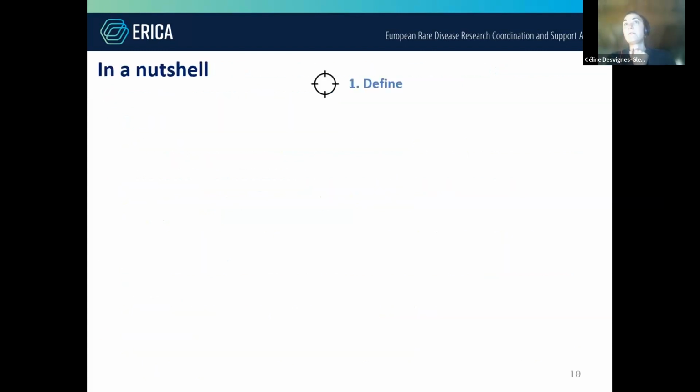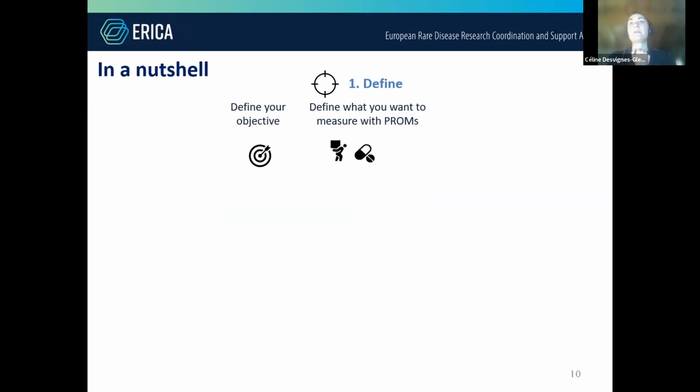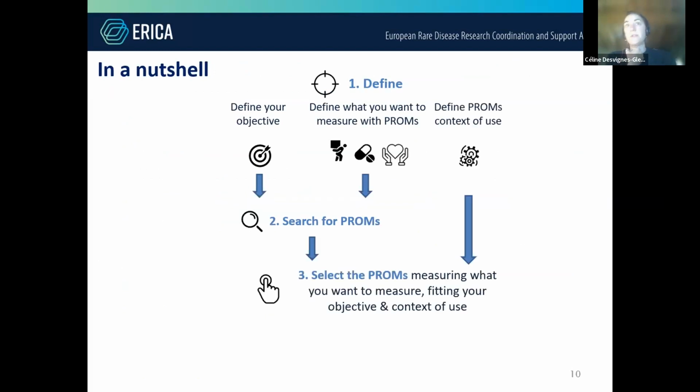So in a nutshell, the first thing to define is your objective, what you want to measure with the PROM. And then you can look for PROMs, and according to the context of use, you can refine this initial search by selecting the PROM that is actually measuring what you want to measure, fitting your objective and your context of use. And based on information shared by Dagmara, identify further validation steps that should be completed when using this previously developed questionnaire.